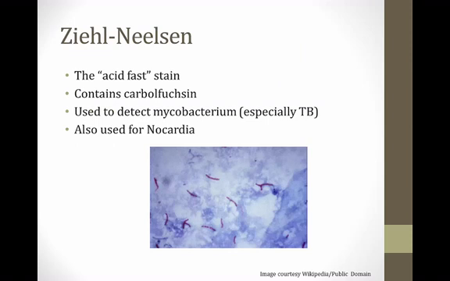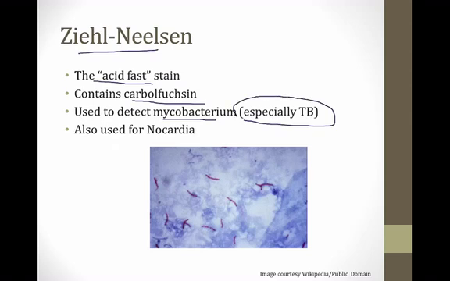The stain we use to detect mycobacteria is called the Ziehl-Neelsen stain, or the acid-fast stain. And this stain contains that substance, carbofuchsin. It's used to detect all mycobacteria, especially tuberculosis. And you should know this for step one. If you hear of the Ziehl-Neelsen stain, they are probably talking about tuberculosis. It's also used to stain for nocardia.